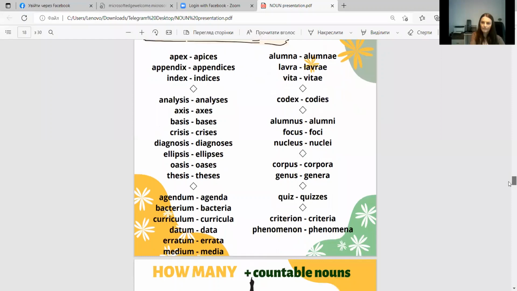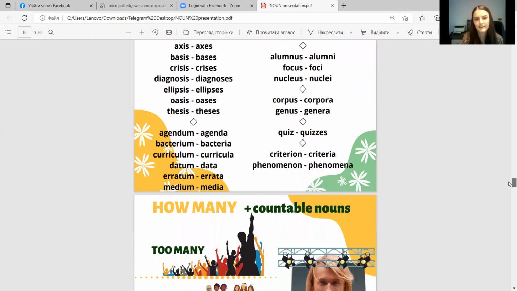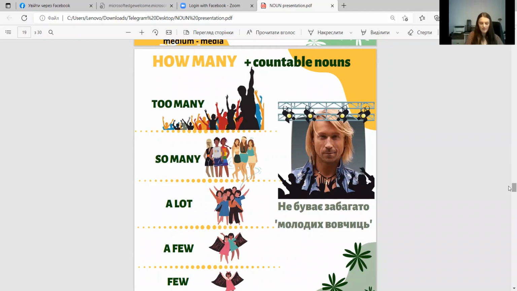Also, you have to pay special attention, if we talk about these words, to spelling, написання, так, орфографія, and pronunciation, like criteria, or datum, data, and others. Then, when you have a countable noun, you will use the question expression, a question word, how many, скільки, yeah?